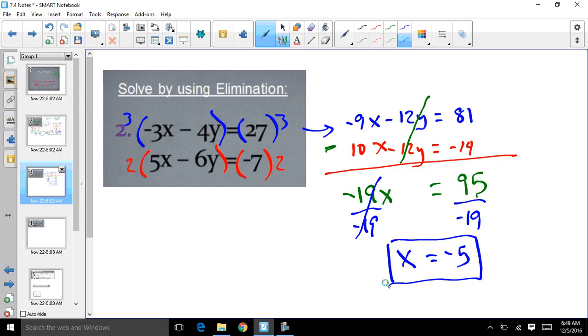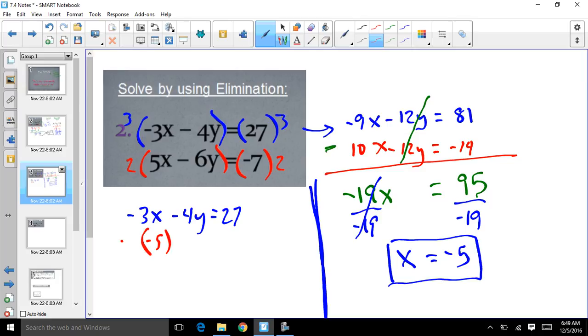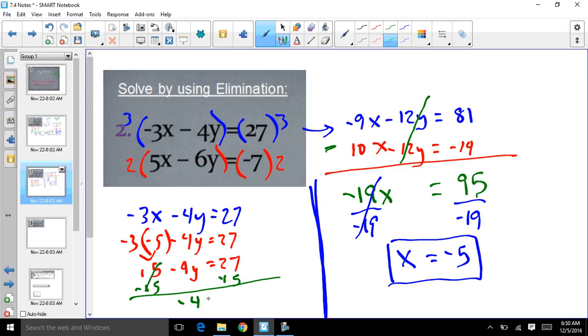Well, now I'll go back in and I'll take one of my first equations. I'll do negative 3x minus 4y equals 27. I'll draw a line down here so we can separate this. I'm going to plug in the fact that I've figured out that x is actually a negative 5. Minus 4y equals 27. This now makes a positive 15 minus 4y equals 27. I will subtract 15, which makes a nice, neat 12.